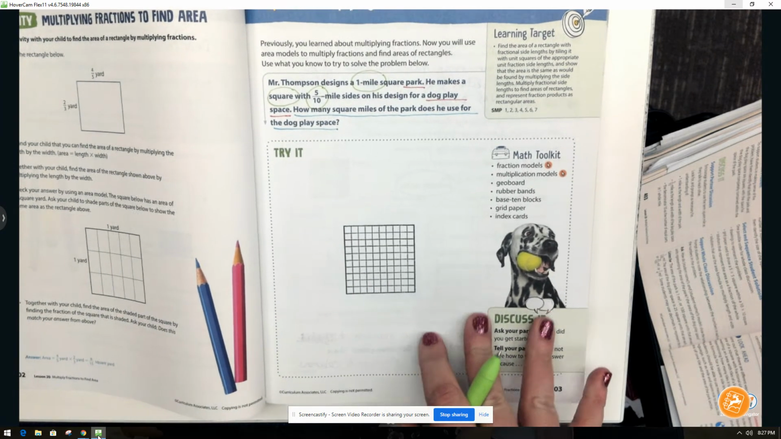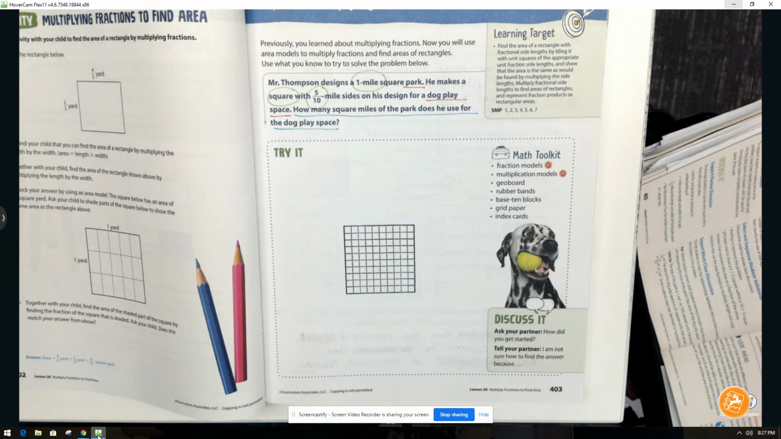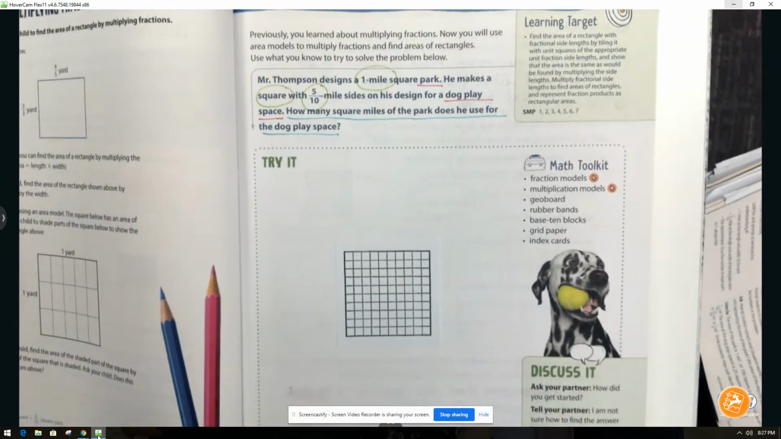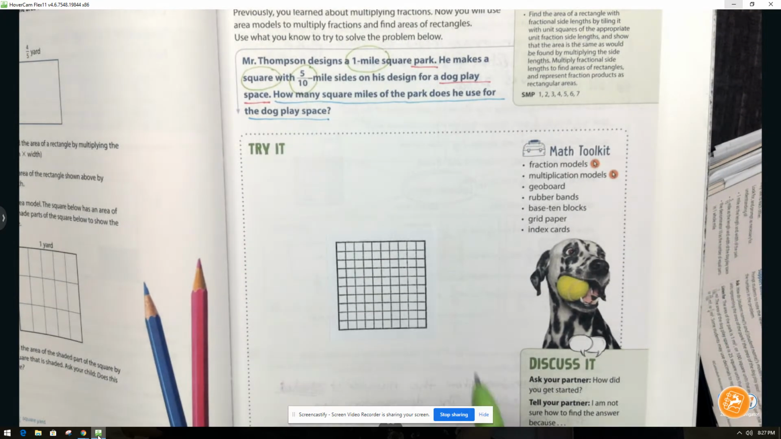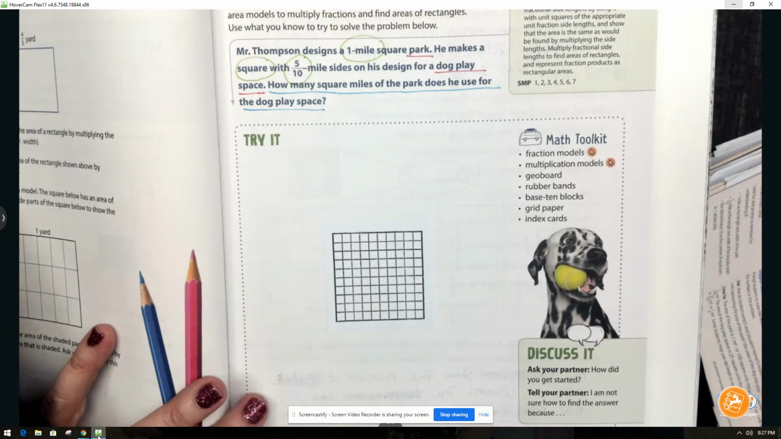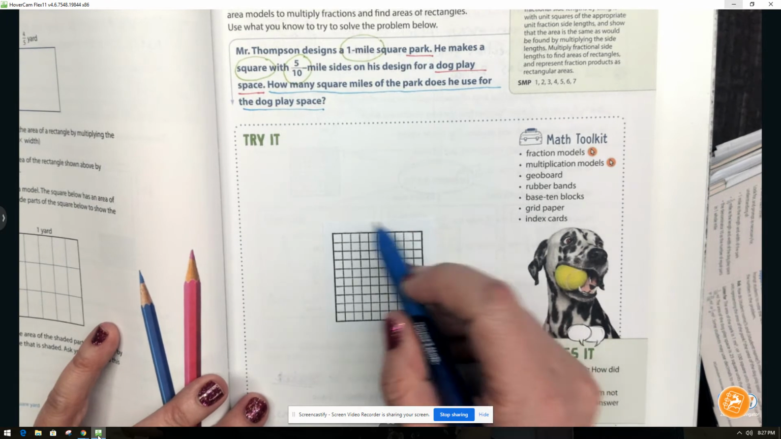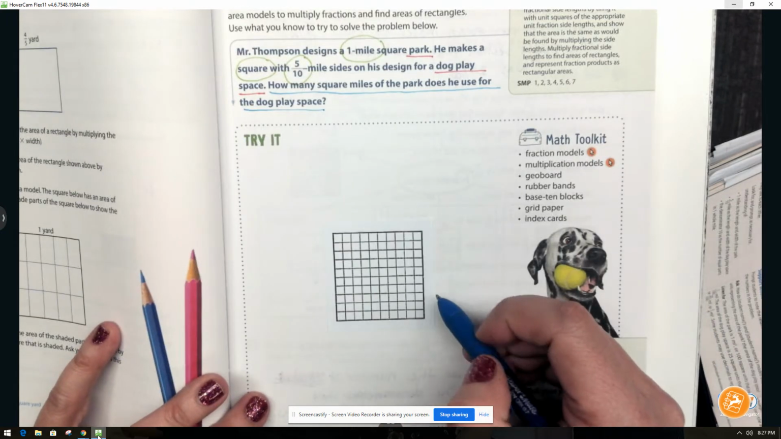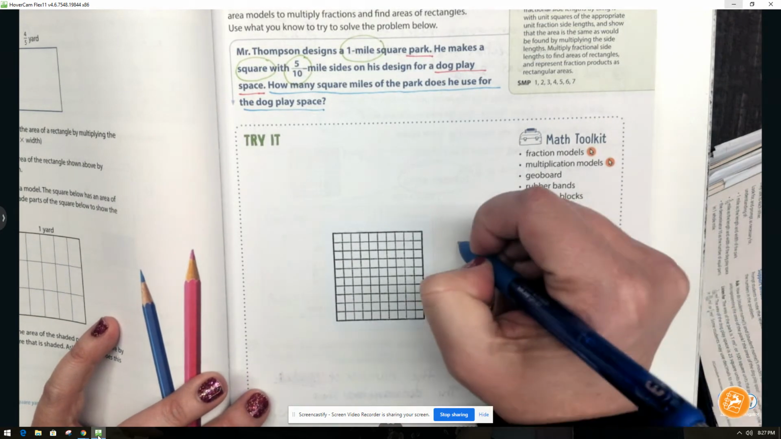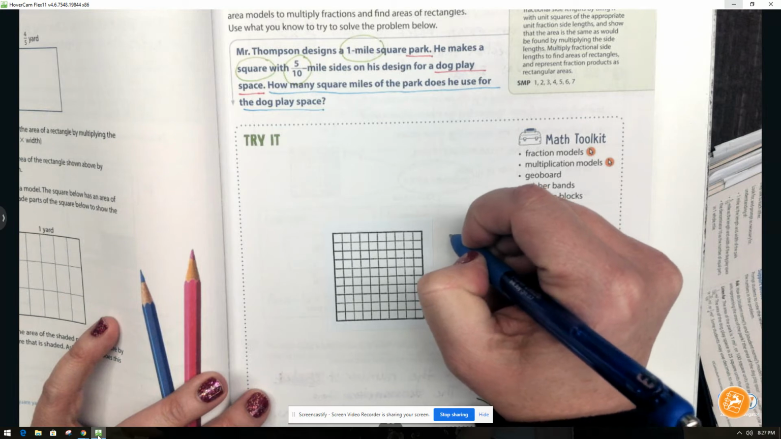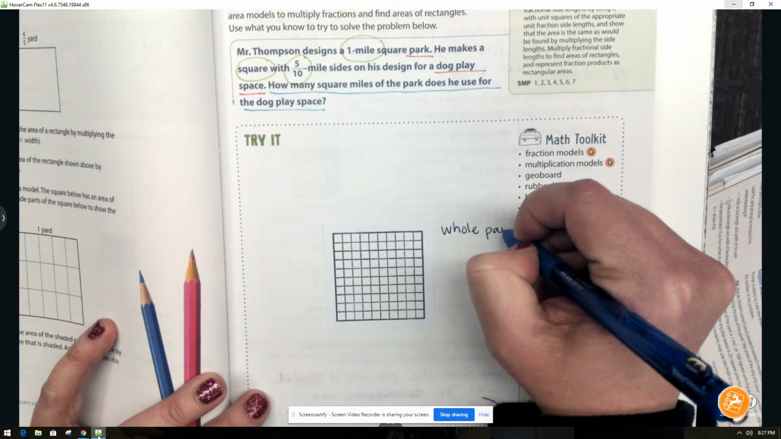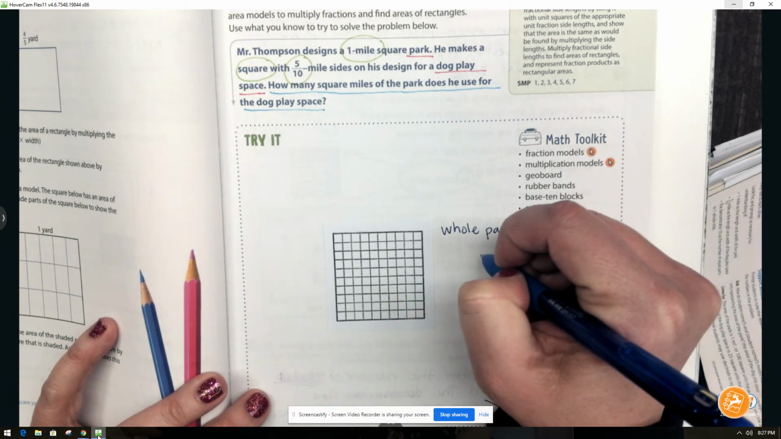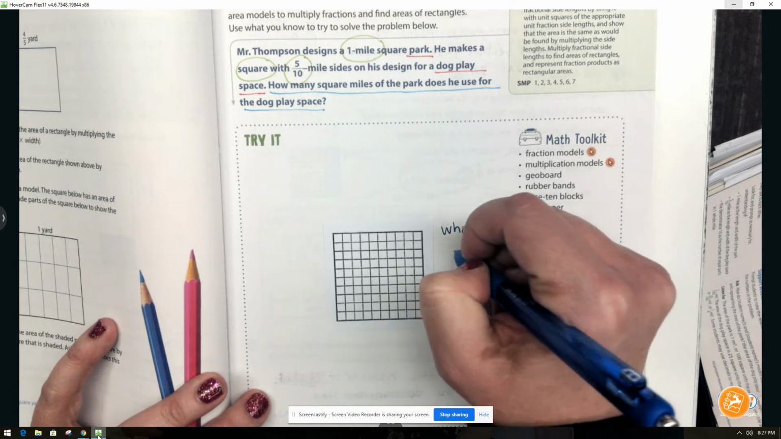Now, I'm going to go ahead and show you if I were going to draw this picture, what it would look like. I'm going to go ahead and zoom in just a bit so that you can see a little better. Okay, so to begin, this unit square here represents the whole park, and it is 1 square mile.